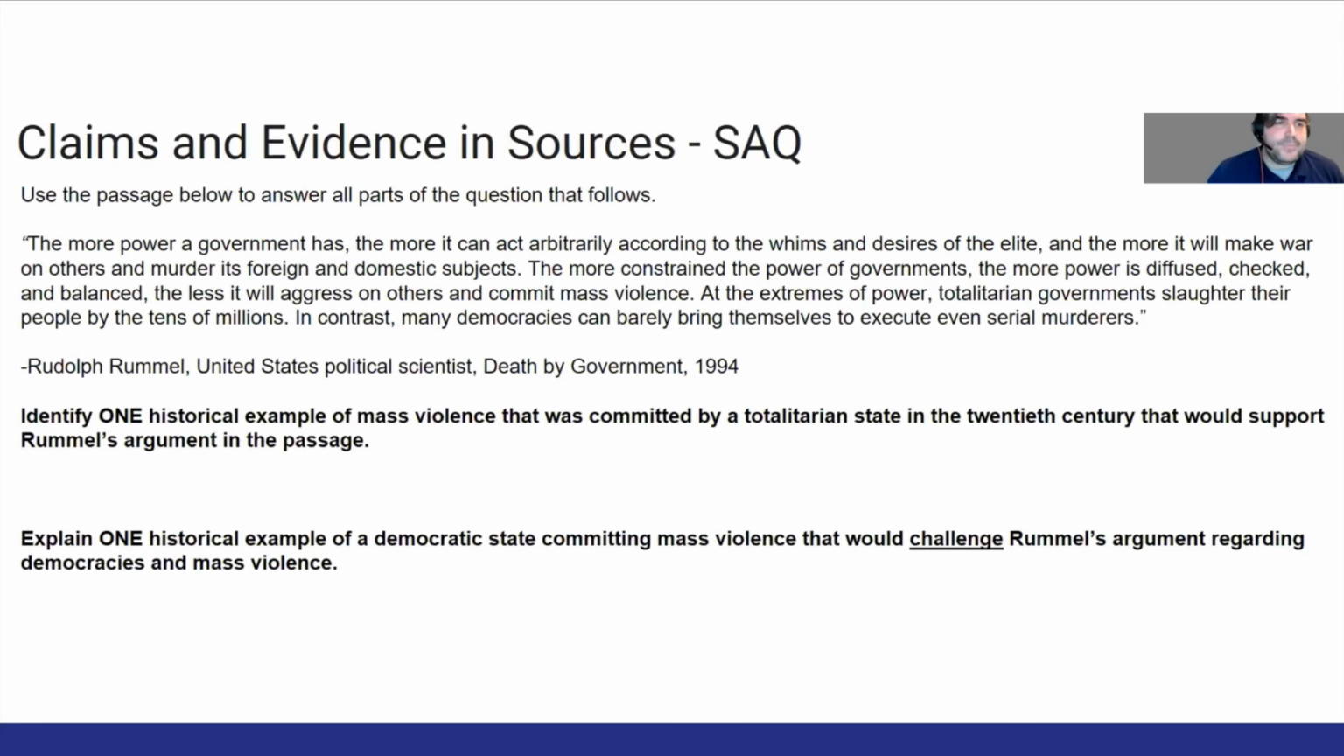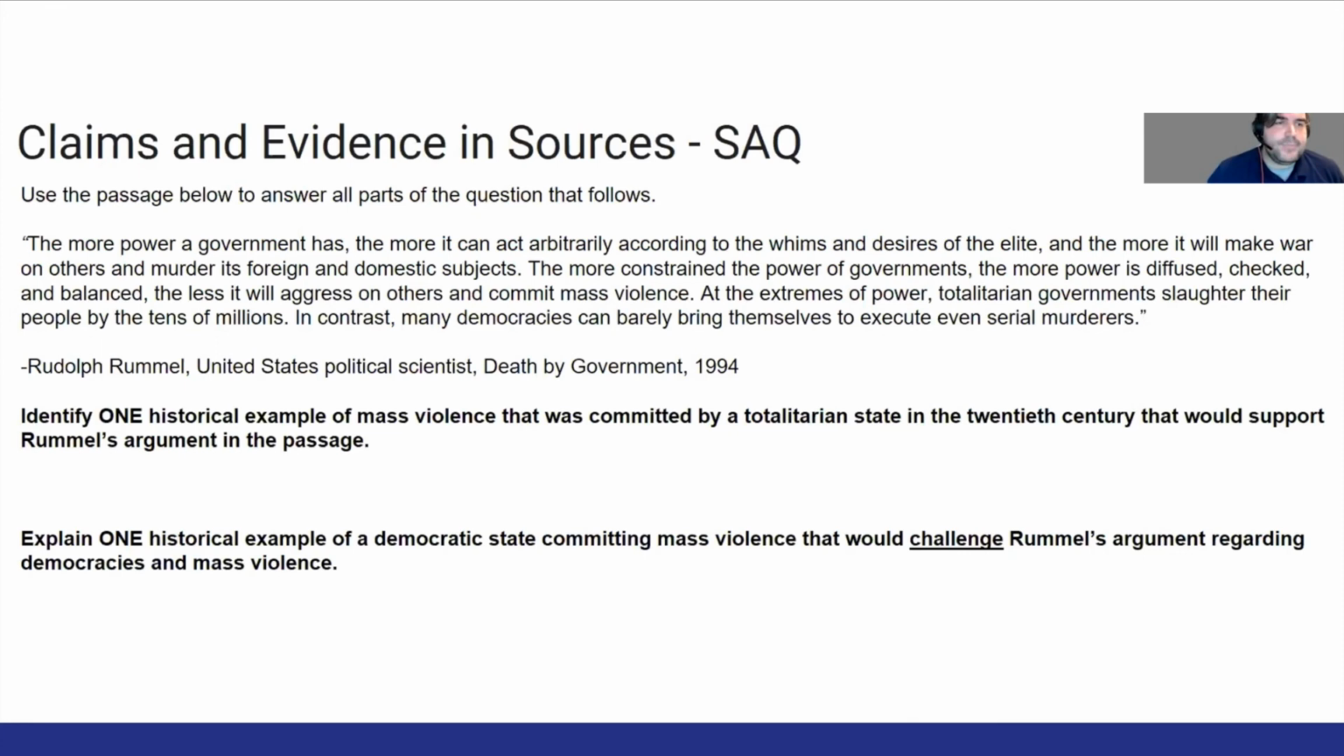At the extremes of power, totalitarian governments, what do? Slaughter their people by the tens of millions. In contrast, democratic governments, what do? They can barely bring themselves to execute even serial murderers. So what's his argument? Totalitarian governments cause mass violence. Democratic governments do not. Now let's take a look at the questions again.